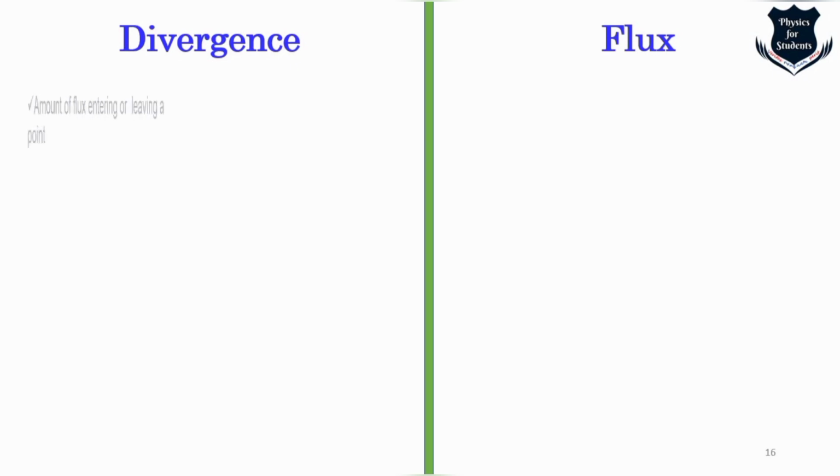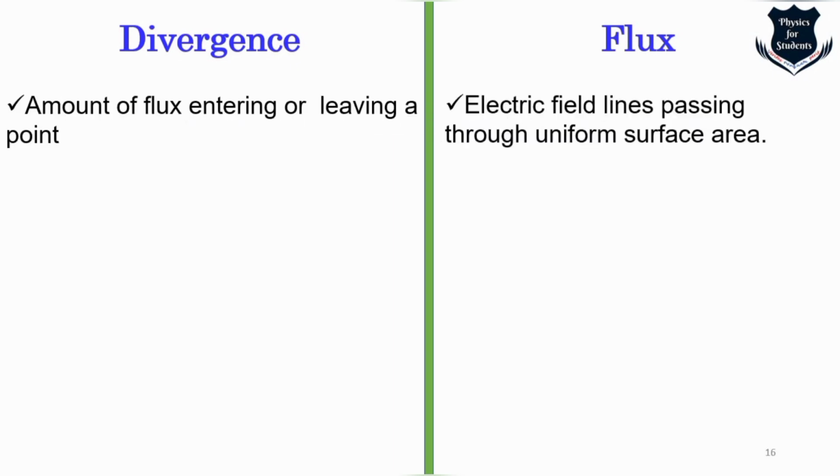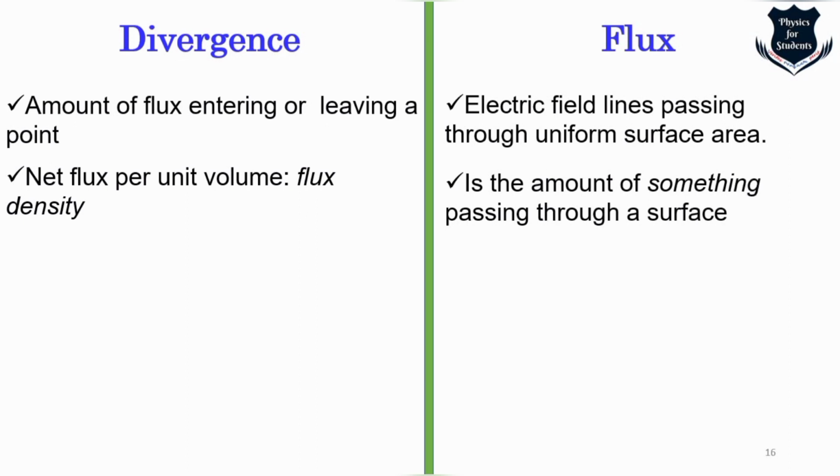Okay, so first of all, we see what divergence is: the amount of flux entering or leaving a point, and flux is the electric field lines passing through a uniform surface area. So divergence is related to a point, and flux to a surface area. It is also the net flux per unit volume, which is called flux density, and it is the amount of something.